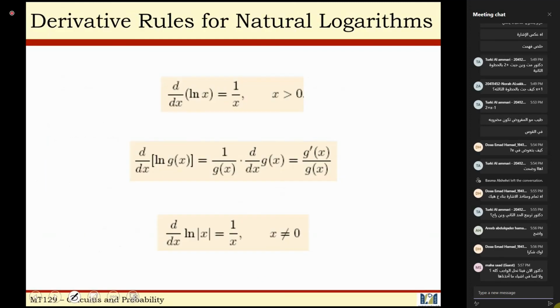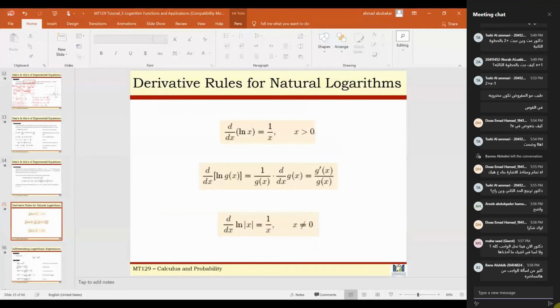Okay, in the next lecture, in sha Allah, we will start with the properties of logarithm and how we can find the derivative of logarithm. Okay, we stop now for today.